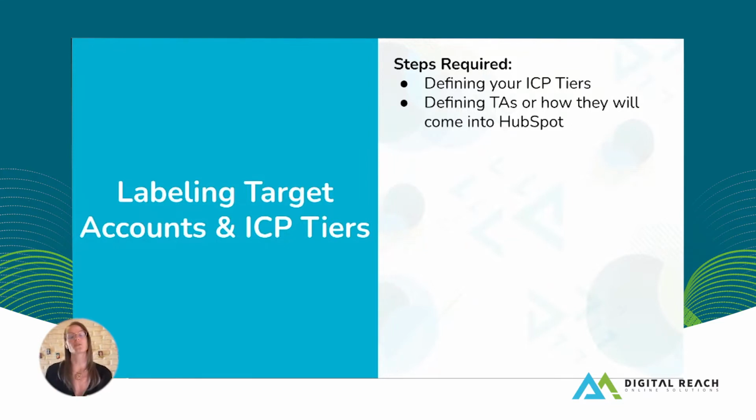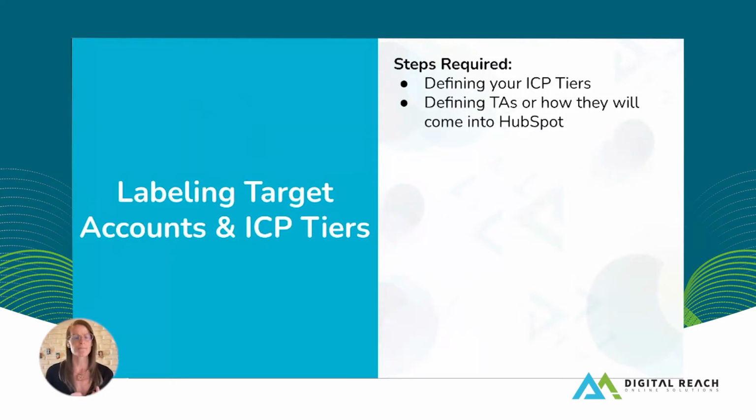Don't set yourself up to feel like you have to build all of these things in 2 days. Maybe you can if you have the time, but start to make a plan and list out 3 things that you're going to do starting today or tomorrow to automate more aspects of your ABM campaigns inside of HubSpot. Okay, so for this very first one, the steps required: we have to define our ICP tiers.